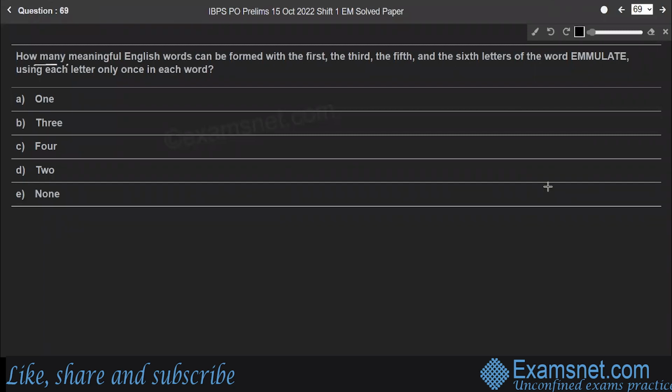Question 69. How many meaningful English words can be formed with the first, third, fifth, and the sixth letters of the word emulate, using each letter only once in each word? Here the given word is emulate, E-M-U-L-A-T-E. Here the first letter is E, and third letter is M. And fifth and sixth letters are L and A. So L is the fifth letter, A is the sixth letter.